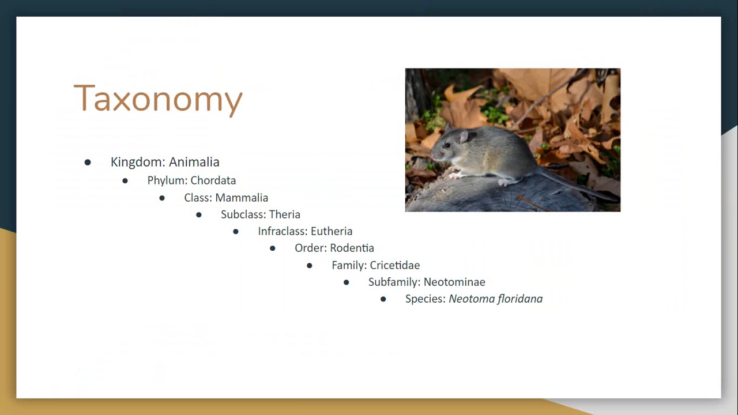Let's start with the taxonomy of the eastern wood rat. As with other animals that we've learned about in class, we start with the kingdom Animalia, phylum Chordata, class Mammalia, subclass Theria, infraclass Eutheria. And this is where we take a little bit of a turn and we go into order Rodentia, family Chrysalidae, subfamily Neotominae, and species Neotoma floridana. And that's the species name for the eastern wood rat.